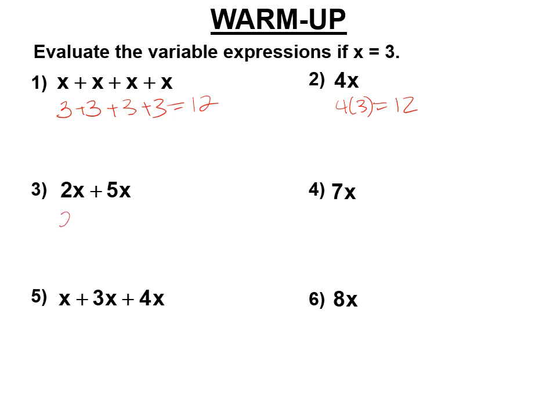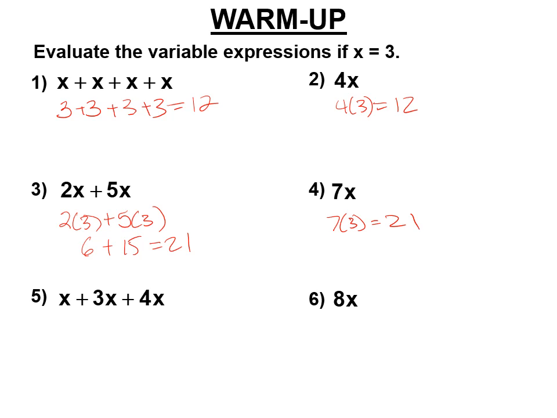So let's see this one. 2x plus 5x, 2 times 3, plus 5 times 3. 2 times 3 is 6, 5 times 3 is 15, 6 plus 15 equals 21. 7x is 7 times 3, also 21. Those have the same answer.